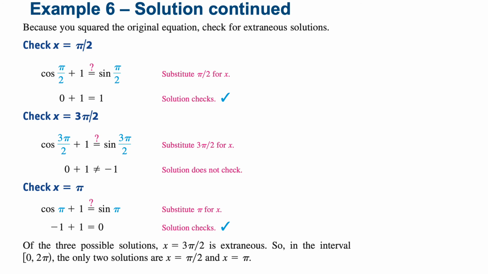So notice, why did this happen? This happened because we squared both sides, so if this was squared, it would be true, right? But because that wasn't the original equation, we have to go back and check it and see this solution is extraneous, or extra. Okay, and then at pi, it works. Cosine pi is negative 1. Negative 1 plus 1 is equal to sine of pi, which is 0, and yes, it's true. So for the final solution, in the interval 0 to 2 pi, the only two solutions are x is equal to pi over 2 and x is equal to pi.